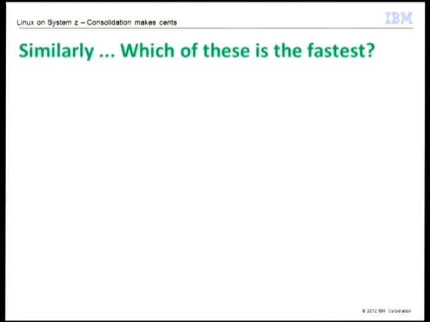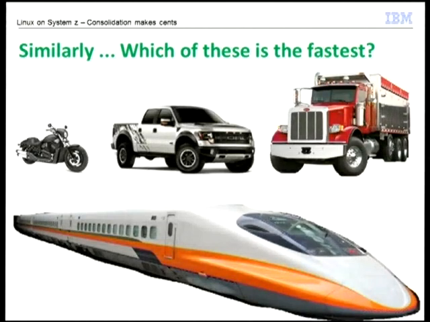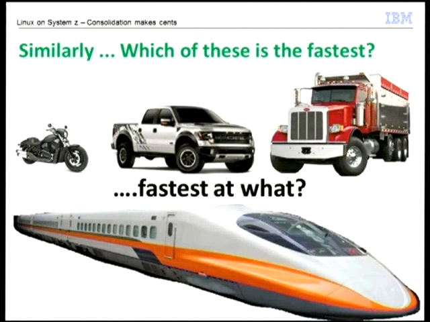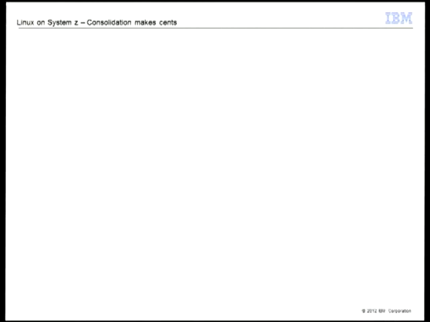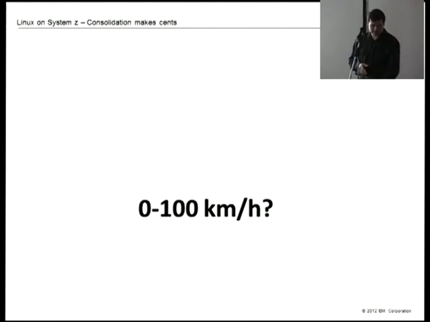So I have another example, and I like this one because it involves vehicles, which is my favorite. So similarly, which of these is the fastest? And of course, you're expecting me to say it depends. I will rephrase that, and I will say fastest at what? Doing what? So, acceleration, I would personally put my money on the motorcycle, obviously.